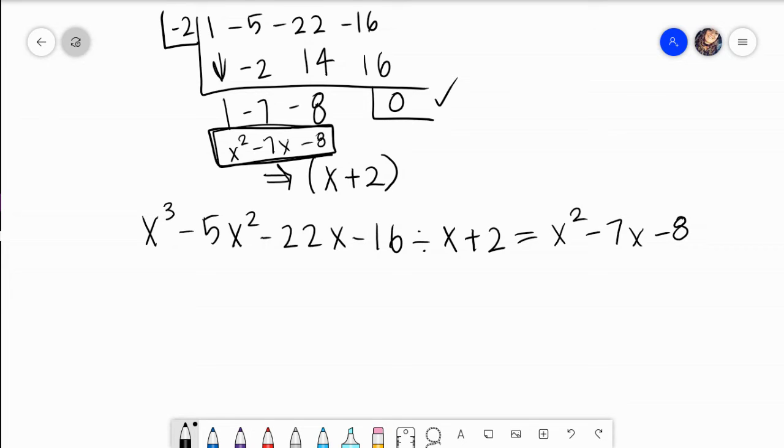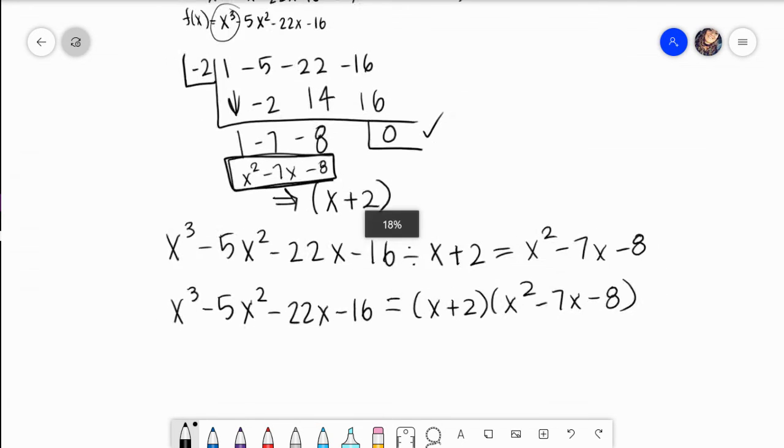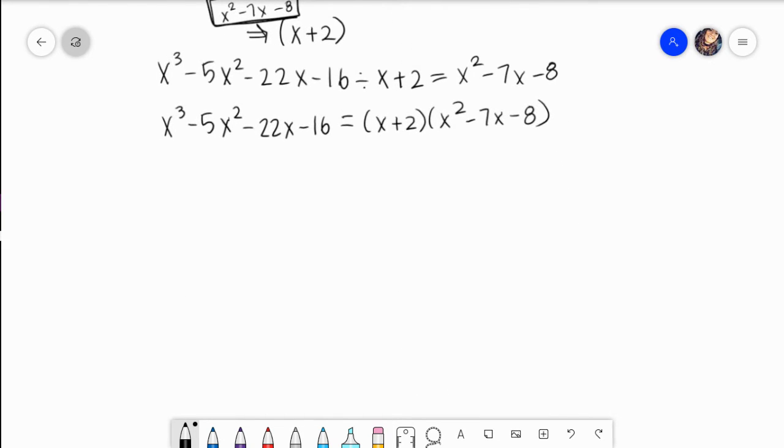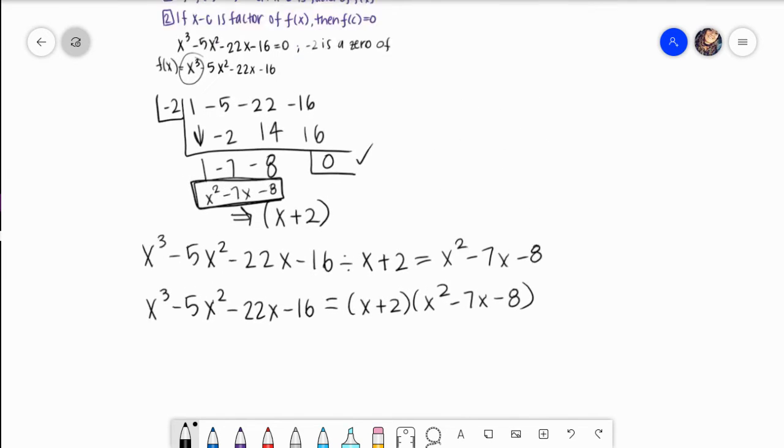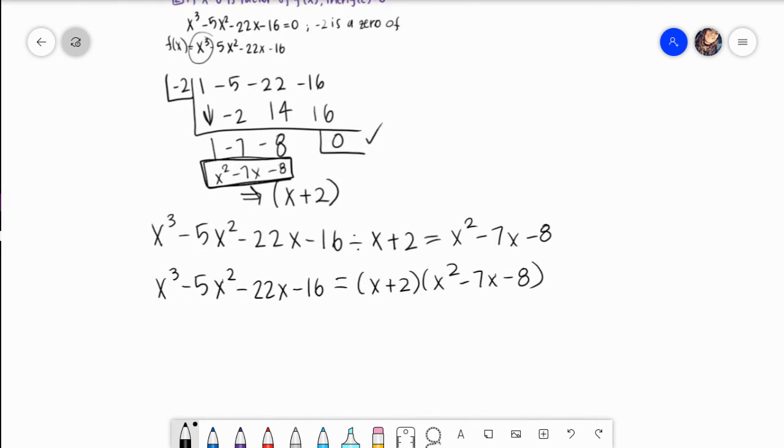So we're actually going to rewrite this as a product of multiplication, which means I take my x cubed, -5x squared, -22x, -16 equals, I'm going to bring this factor over here. I'm going to multiply it to this factor right here. And so now what I can do is set it equal to 0 to figure out what all of my zeros are. It told me to solve the equation at the beginning of the problem.